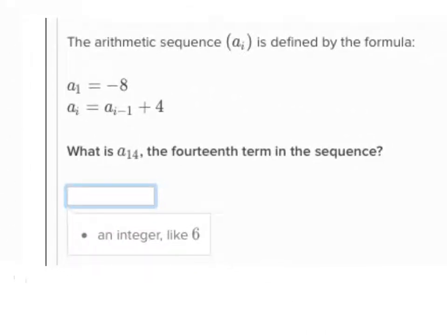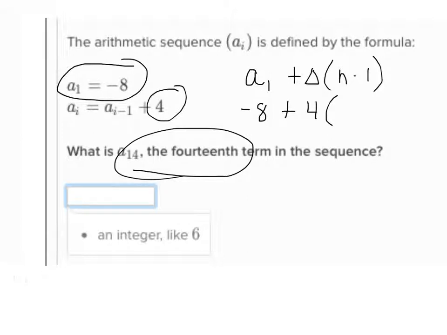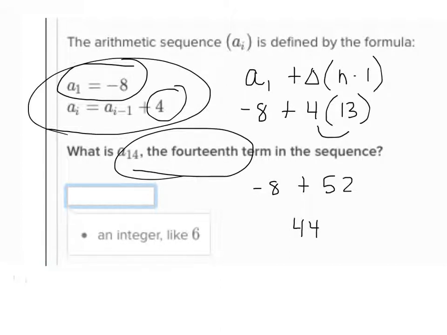Okay, do this one. So you got to remember your formula. Your formula says take your first term and add to it your change times your n minus 1, right? Well, it says right here my first term is negative 8 plus my change is 4 times n minus 1. Well, they want the 14th term. So 14 minus 1 is 13, right? And so 4 times 13, I think, is 52. Plus negative 8, which is going to give you 44. So in the sequence that they have here, the 14th term would be 44.